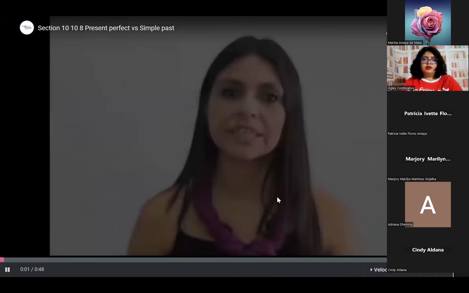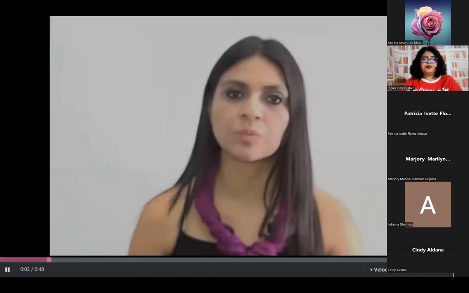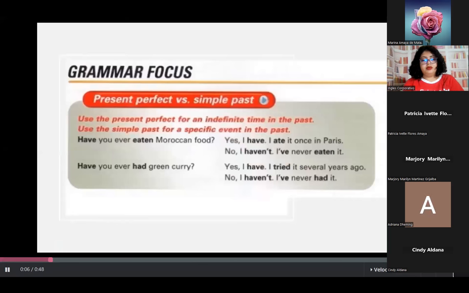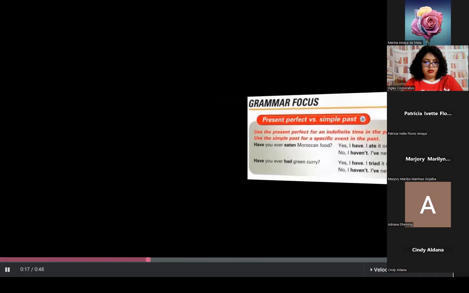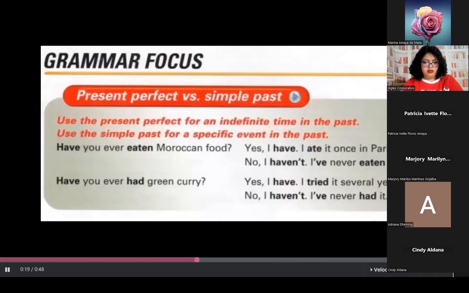Hello to all. In this lesson, we will learn when to use present perfect versus simple past. What we're about to watch is question form in present perfect. Notice the way to answer. Present perfect versus simple past. Use the present perfect for an indefinite time in the past. Use the simple past for a specific event in the past.